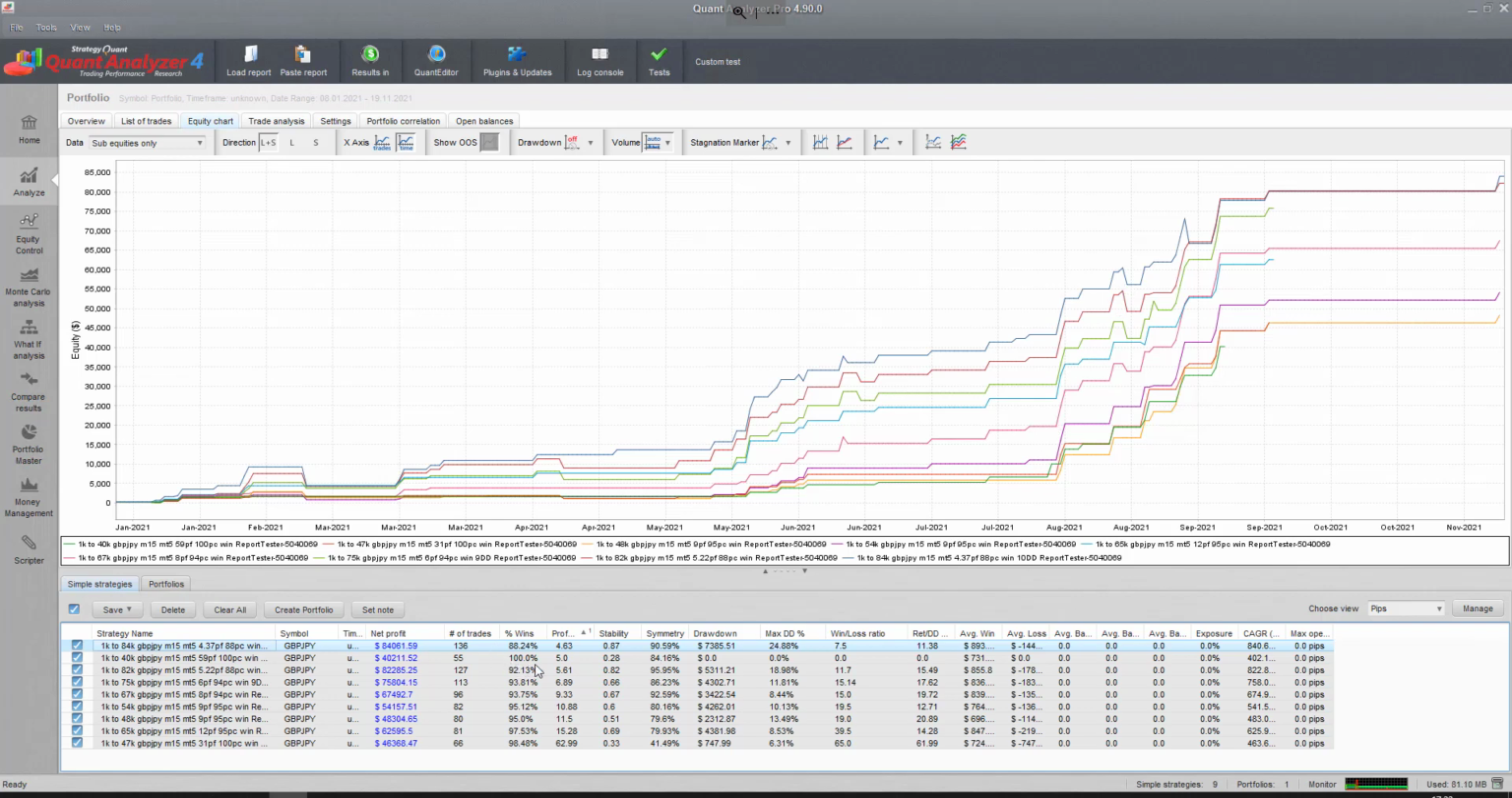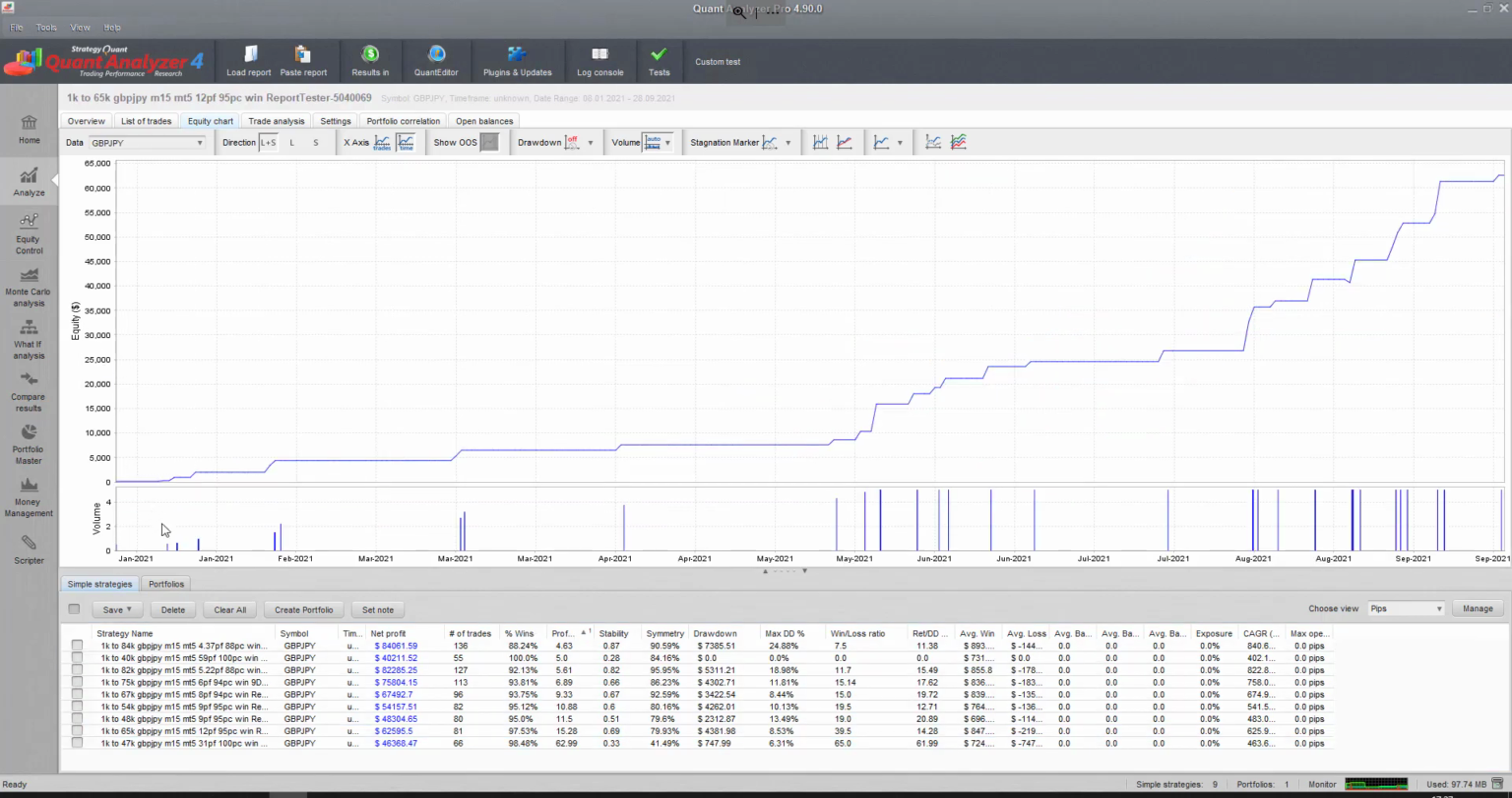For me, it needs to be a good percentage of wins. Actually, just notice here there is a 100% winner one, except that the number of trades is very, very low. I do like that this has the highest profit factor, so I think I'll put in this one here. So 1K to 47K.